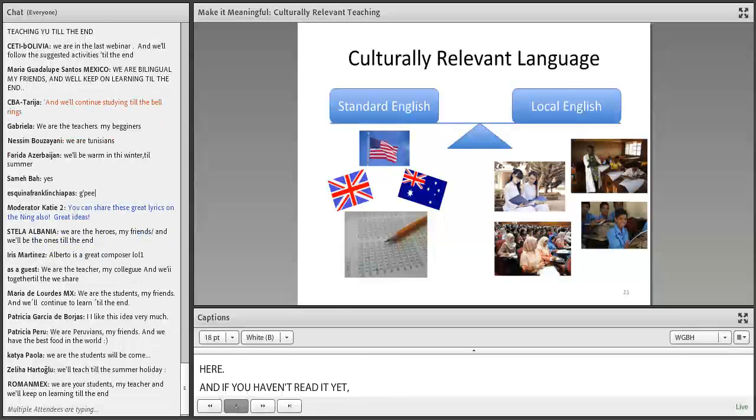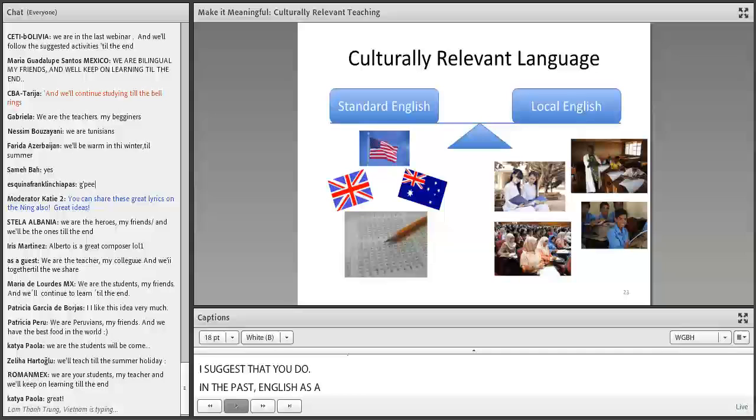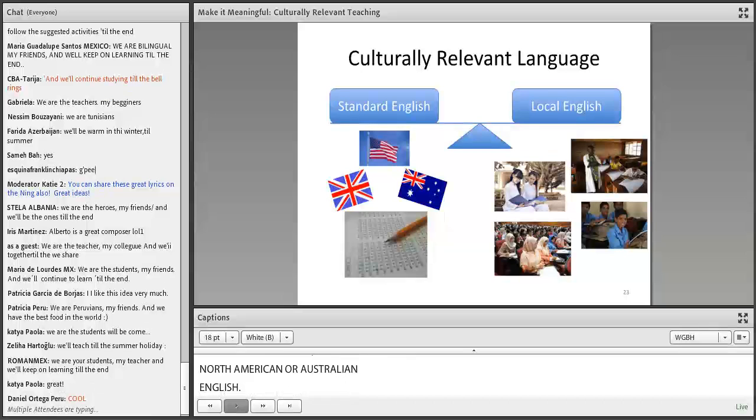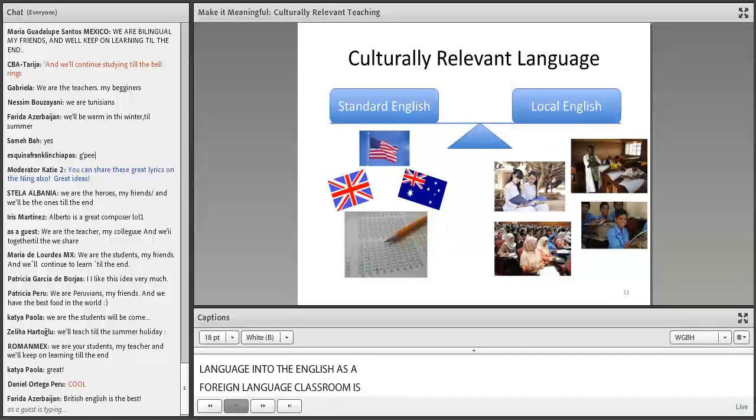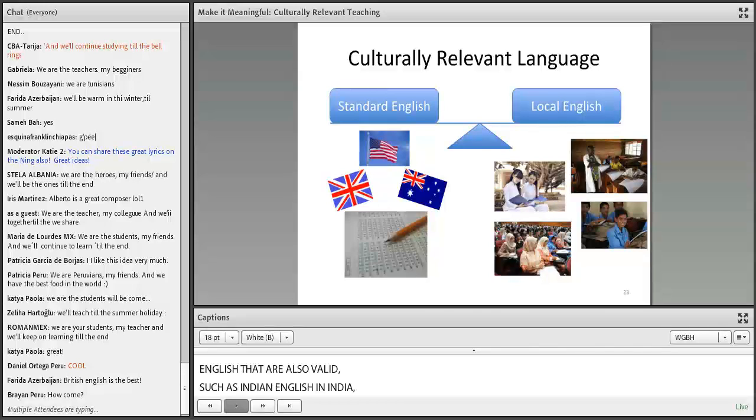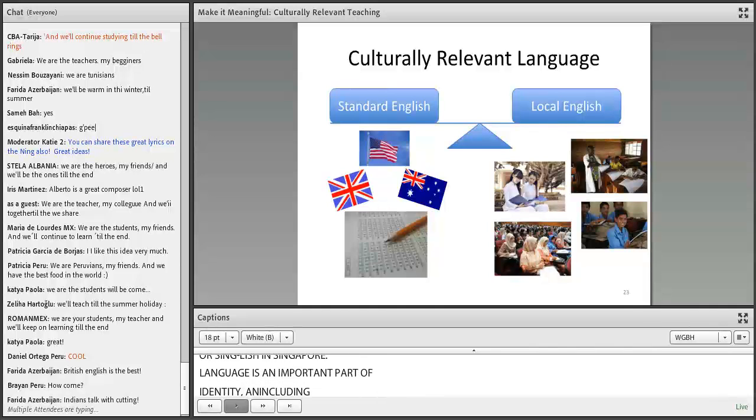In the past, English as a foreign language teachers have typically taught some form of standard English, and that usually meant British, North American, or Australian English. So bringing culturally relevant language into the English as a foreign language classroom is built on the idea of world Englishes, or the idea that there are other varieties of English that are also valid, such as Indian English in India or Singlish in Singapore. Language is an important part of identity, and including students' own language patterns in English class helps them see that their own experiences are valued.